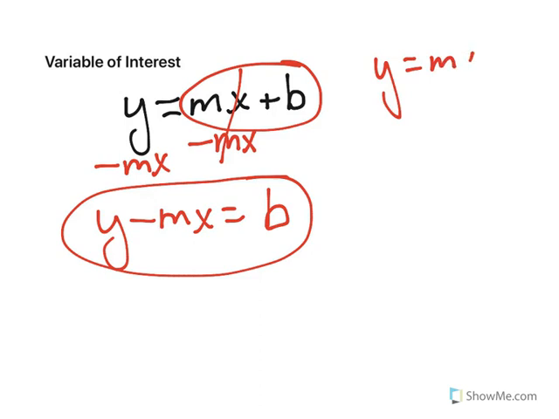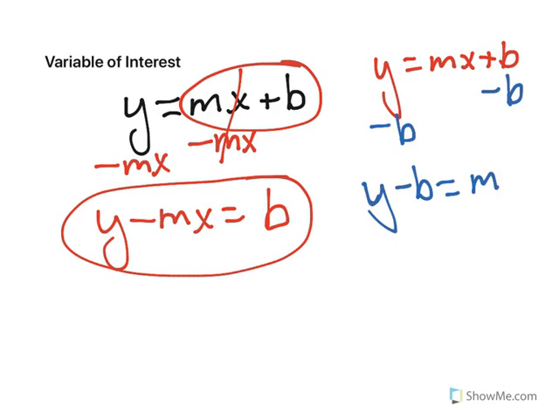y is equal to mx plus b. First thing you might want to do is subtract the b from both sides. And you get y minus b is equal to mx.